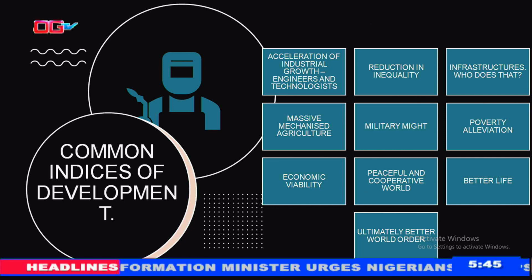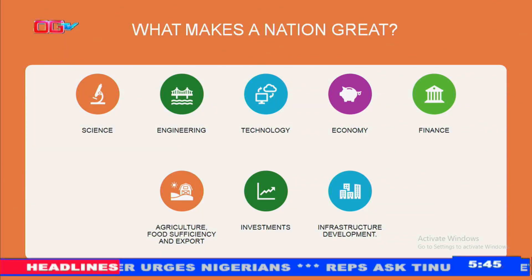What makes a nation great? A nation can only be great if science is developed, if engineering is developed, if technology is developed, if the economy is right, if the finance is good, if the agriculture, food sufficiency and export is good, if the investment is good, infrastructure development excellent, and of course, military might. Those are what makes a nation tick. Eight of them.